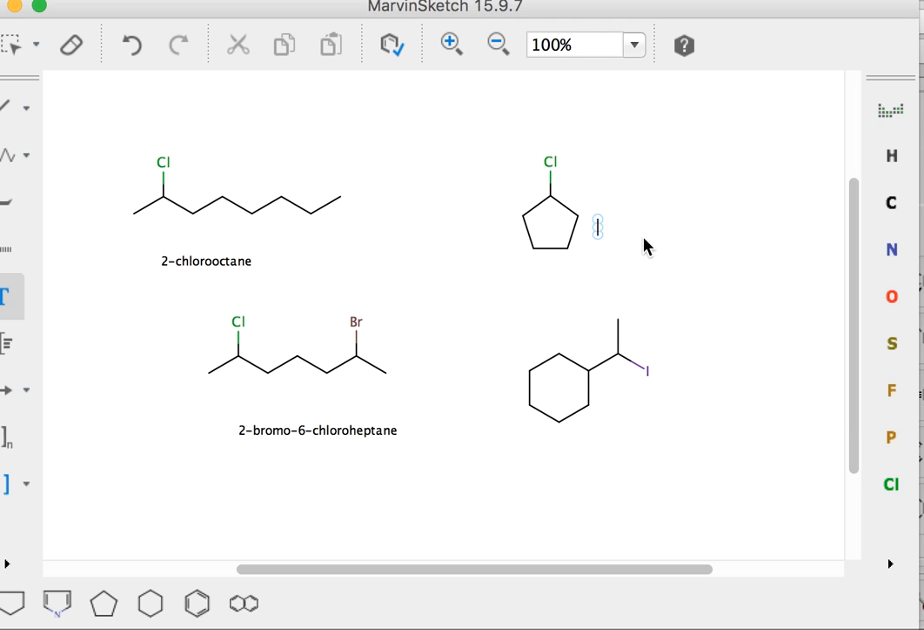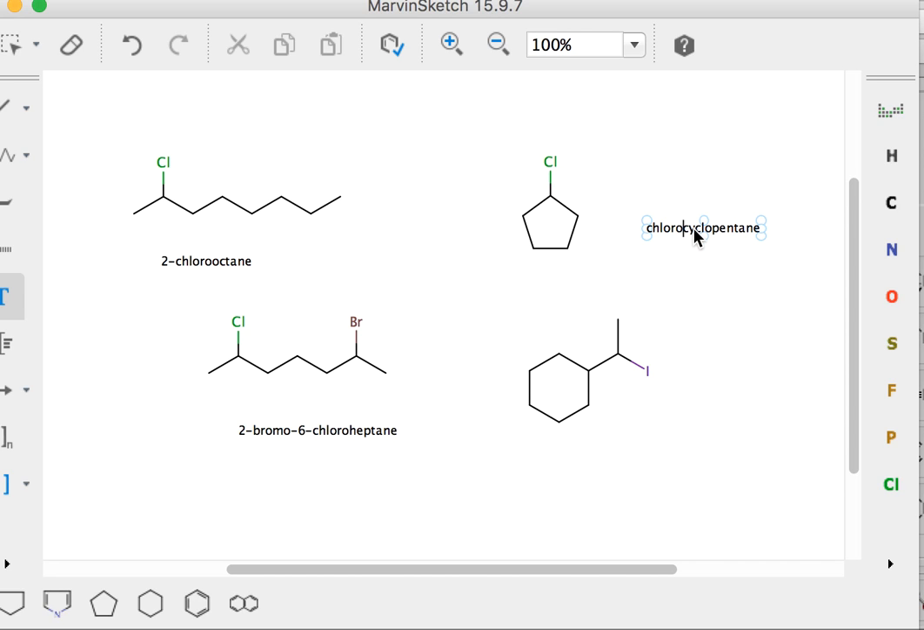Okay, what about here? We got a cyclic molecule. The parent compound has 5 carbons in it, and so we have a cyclopentane. That's my parent. And we have a chloro in front of it. So we have a chlorocyclopentane.